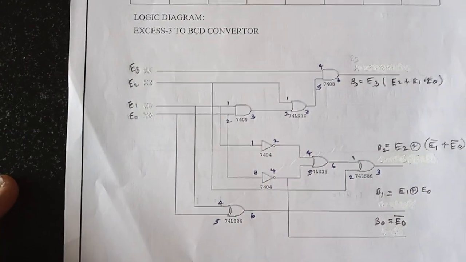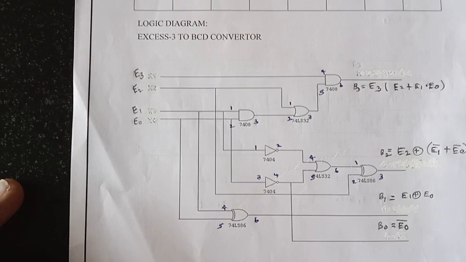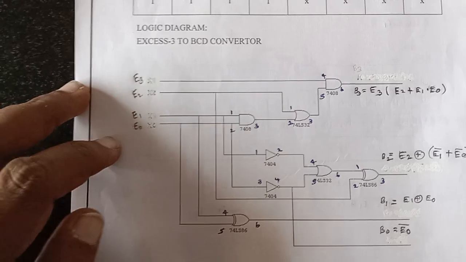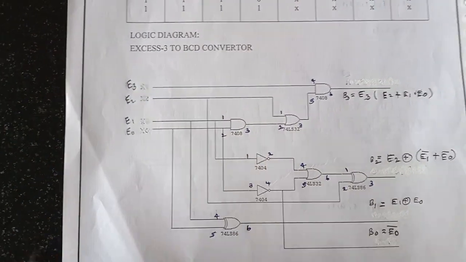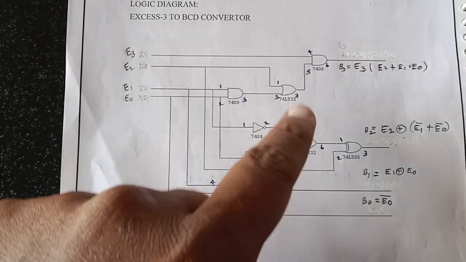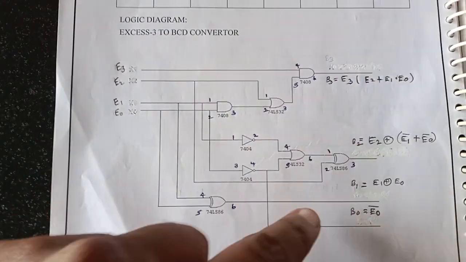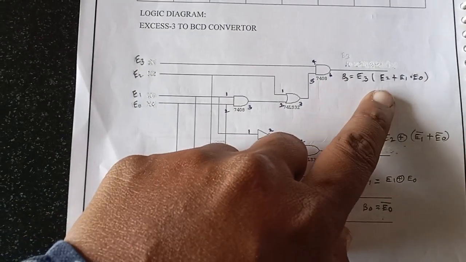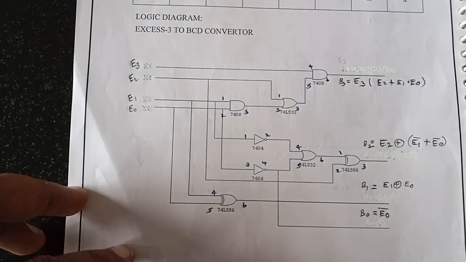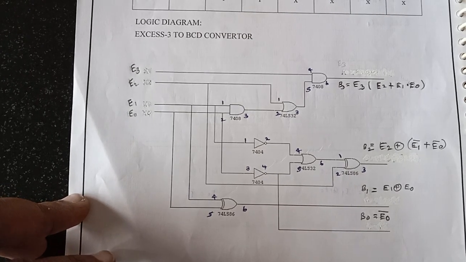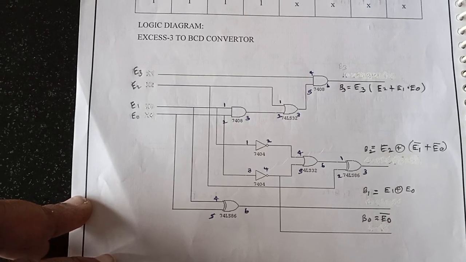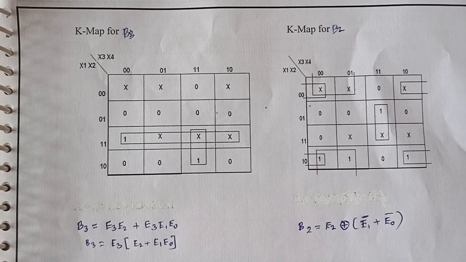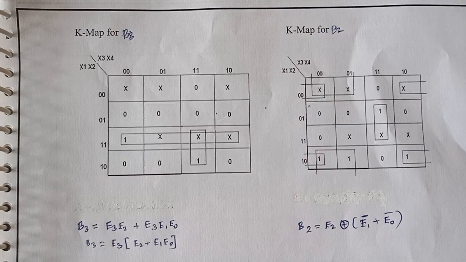So based on this, I am getting the logic diagram. Here the input is E3, E2, E1, E0. Similarly, the output is a binary number, that is the BCD number B3, B2, B1, B0. So for obtaining this output expression, I am going to do the KMAP calculation. So this is the KMAP for excess-3 to BCD conversion.